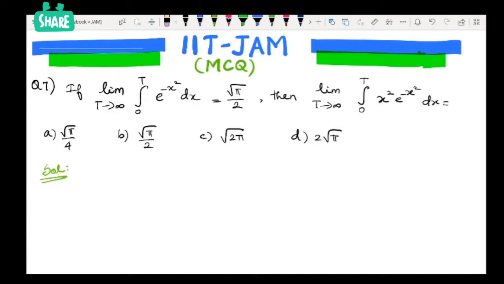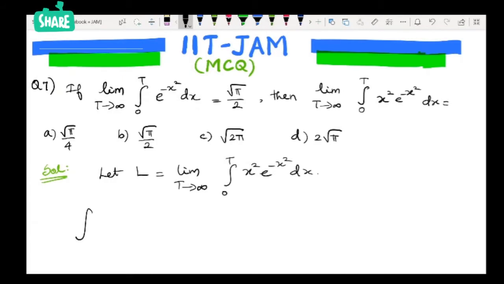Next question, we need to find the limit t tends to infinity of the integral from 0 to t of x square e power minus x square dx, with the value of the integral of e power minus x square dx given. It's actually an improper integral, that's why we have a limit t tends to infinity. So let me take the limit t tends to infinity of the integral 0 to t of x square e power minus x square dx as L. I'm just giving it a name. I'm going to start with a simple example.